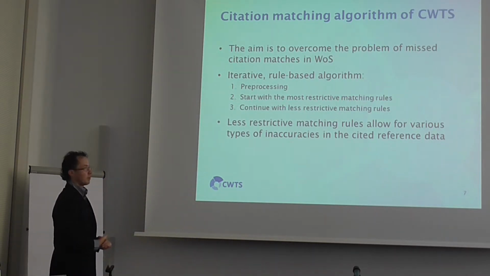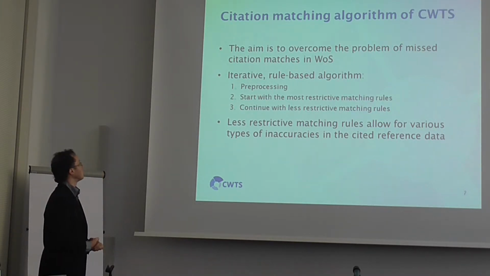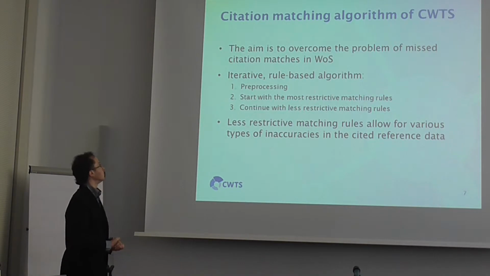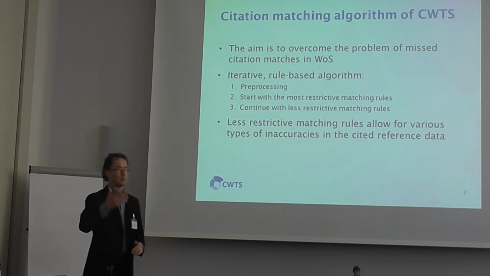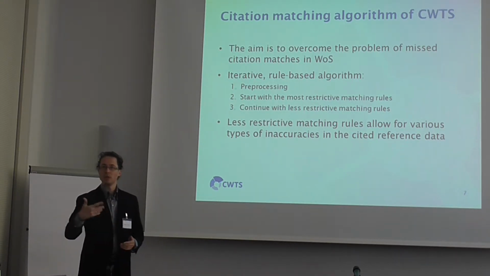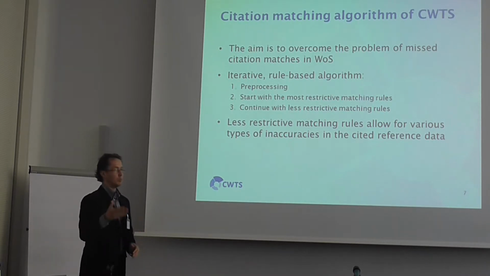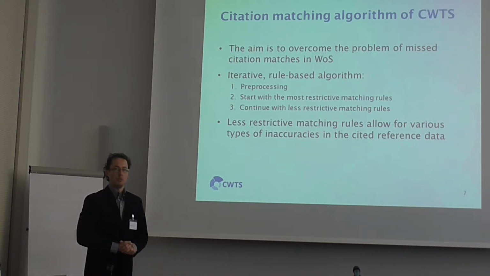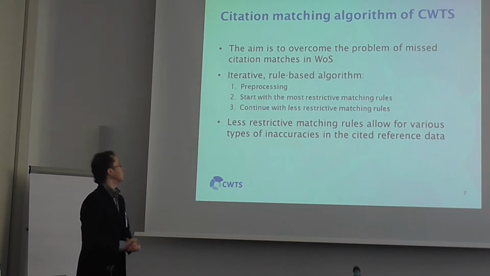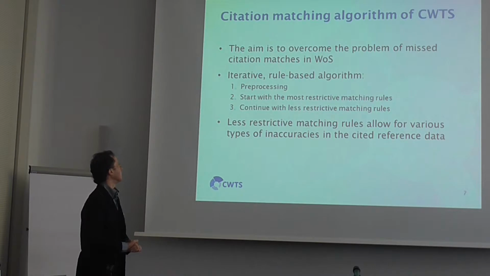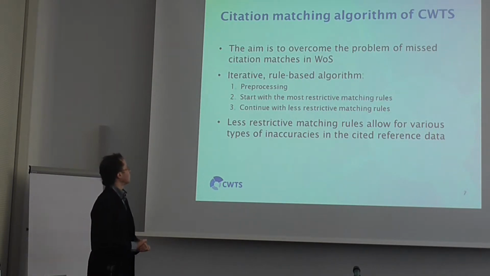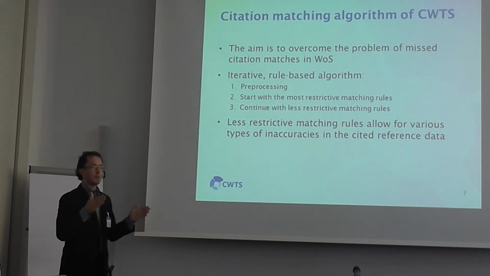So at CWTS we have developed our own citation matching algorithm, and the aim of this algorithm was to overcome the problem of missed citation matches in Web of Science. It's an iterative rule-based algorithm, so we first start with some pre-processing of the data, some cleaning. So we remove numerical values from string values, things like that. And then, first of all, we apply the most restrictive matching rule.